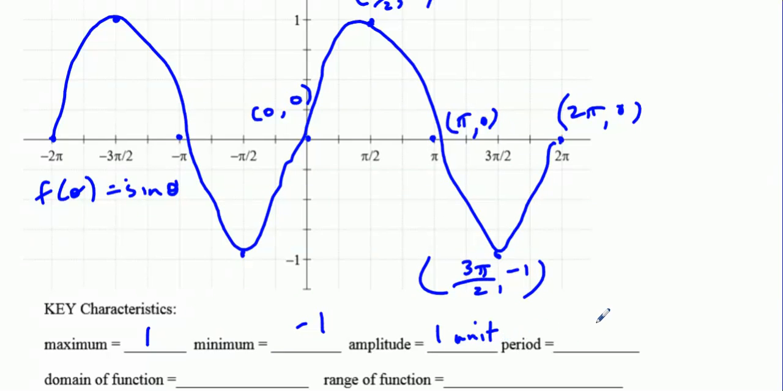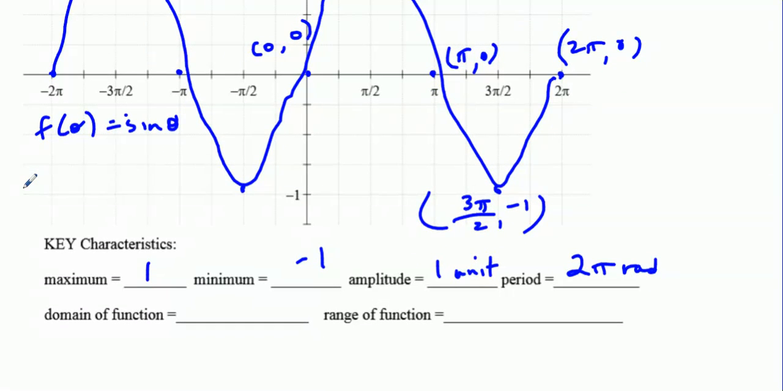The period. The period is the length of time it takes for the graph to start repeating. So it's the length of one cycle. We can see that it repeats. If we started here, we can see that we go to here and then it starts to repeat, and you know that the pattern is 2 pi units long. So I'm going to put 2 pi, in this case, radians.